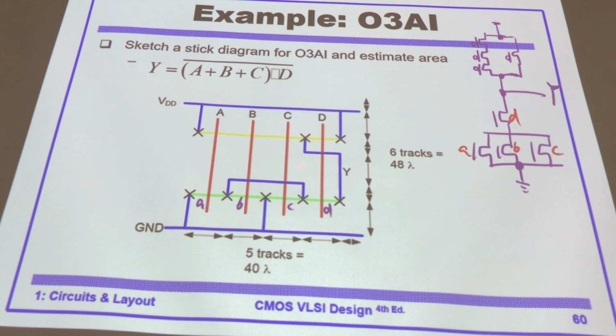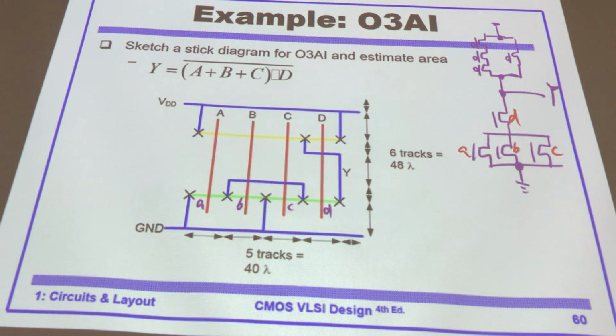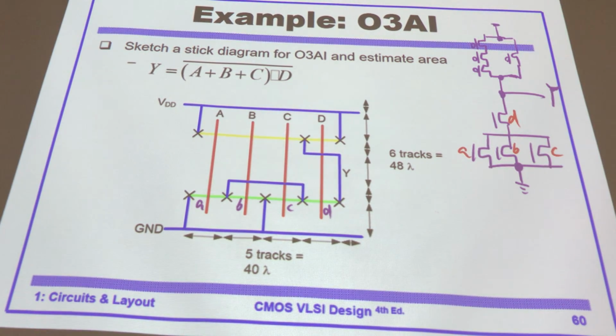And you might wonder why here are 2 tracks. Can they be existing in the same track? The answer is no, because this is another track, a vertical track. So they cannot be overlapped or touched together. Okay? We still have to have spacing.